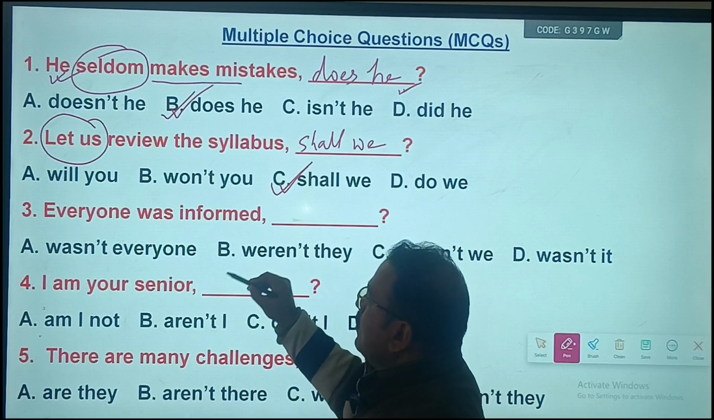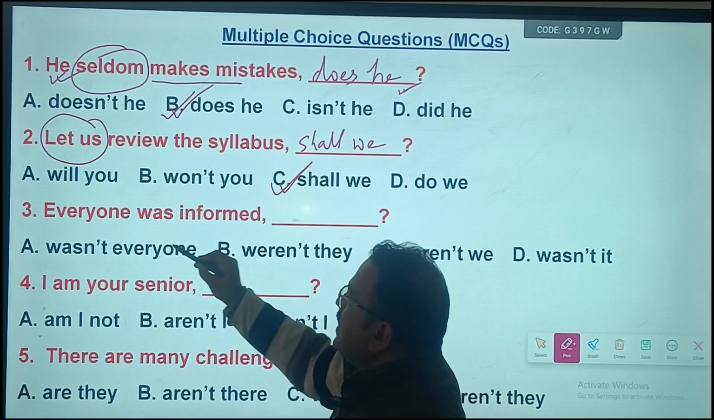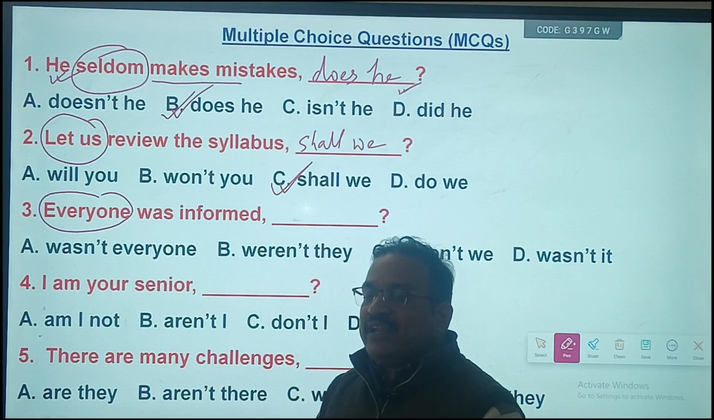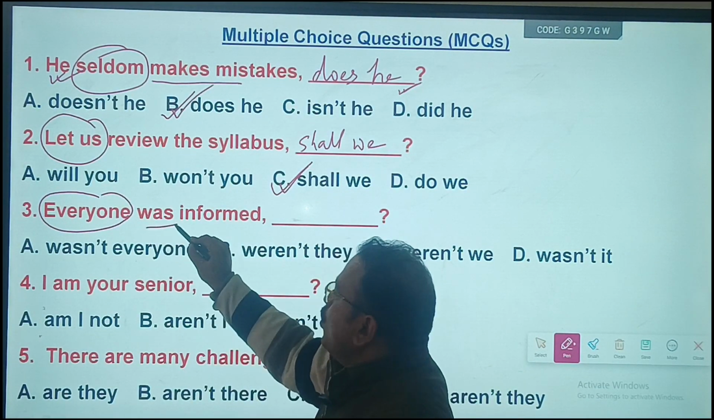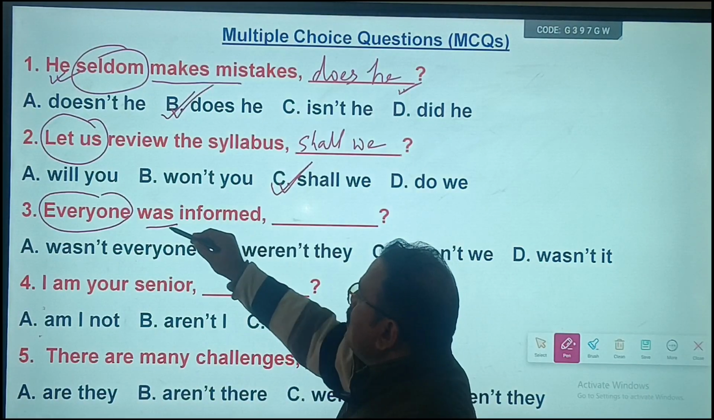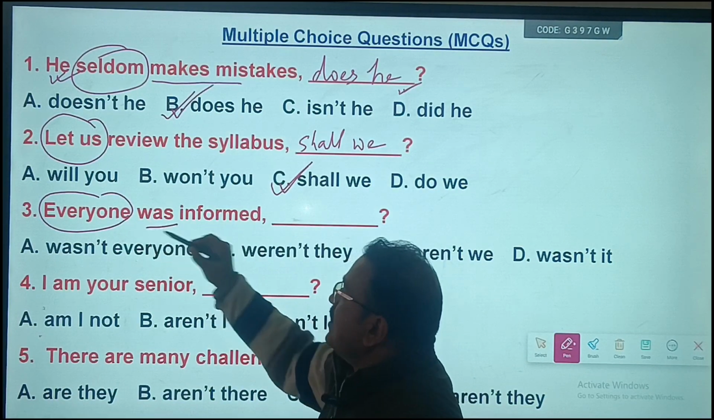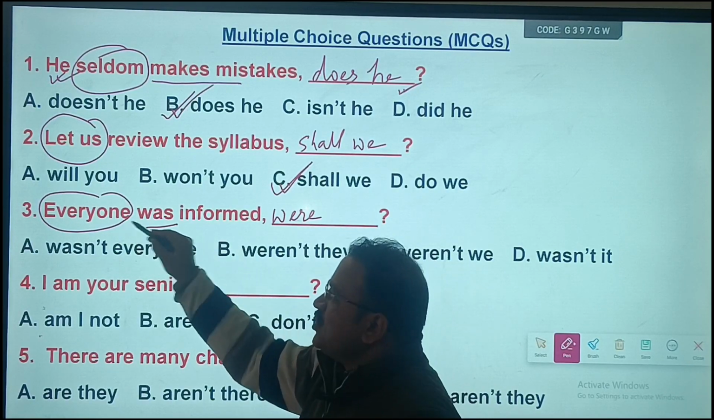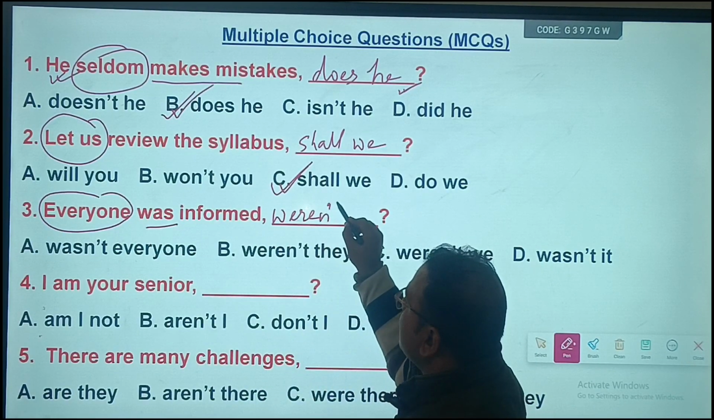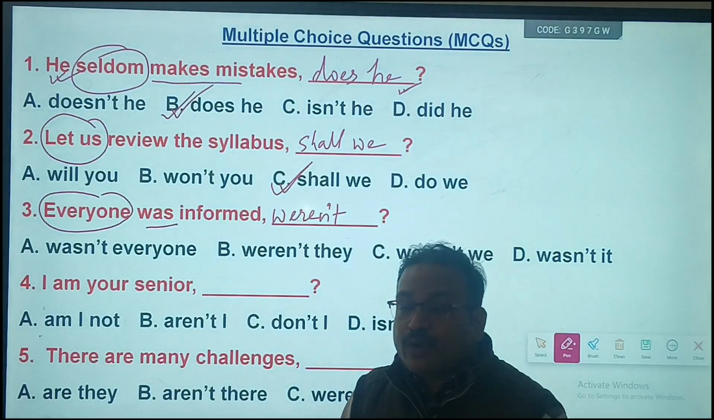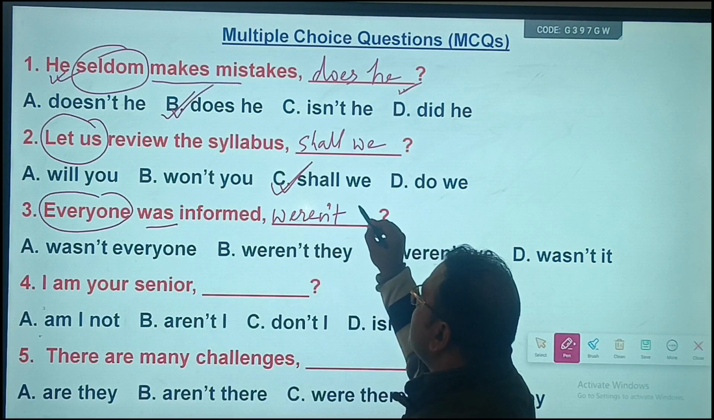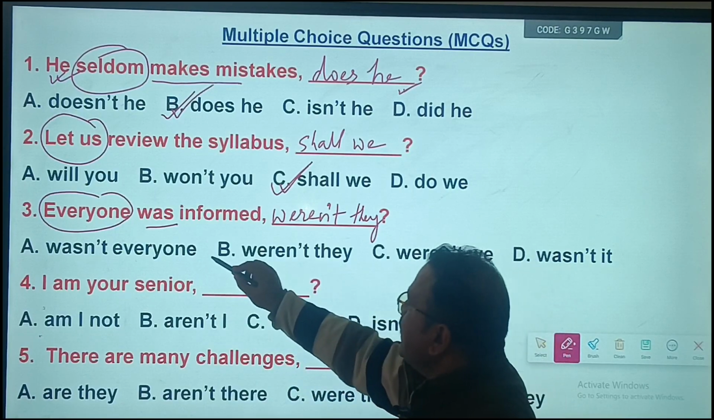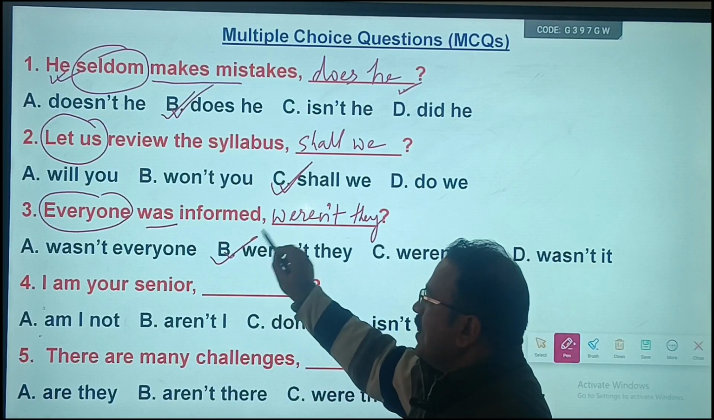Everyone was informed. Now, everyone, as we have discussed, is treated as plural in a question tag. The helping verb is was, and this is positive. So for plural, what will we use? Were. The negative of were is weren't. The negative tag is weren't, and everyone is plural. So, weren't they? Yes. Option B is the correct one.